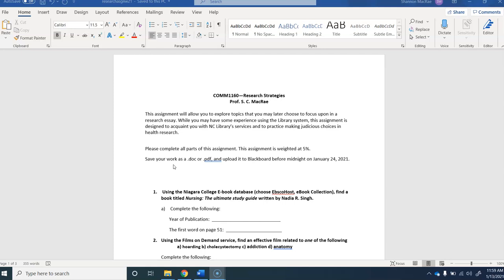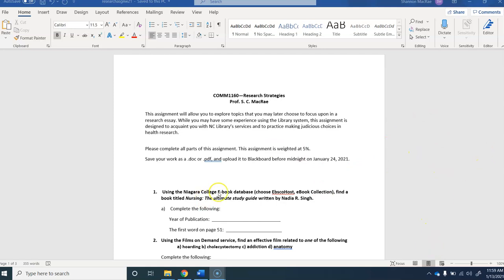The assignment itself is worth 5%, and there are 5 questions, so each question is worth 1 point. You're going to use different services, to access different databases and different search strategies to find the information that I'm asking you for. Let's take a look at the questions.